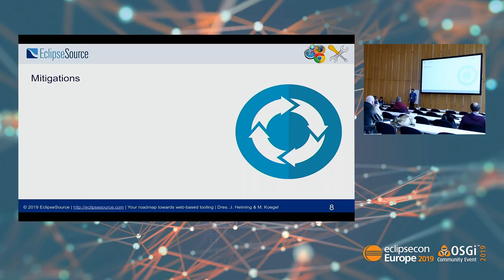So what are mitigations for that? A very important one is to define a minimal viable product, meaning a first increment which you can deploy and which already provides some value.